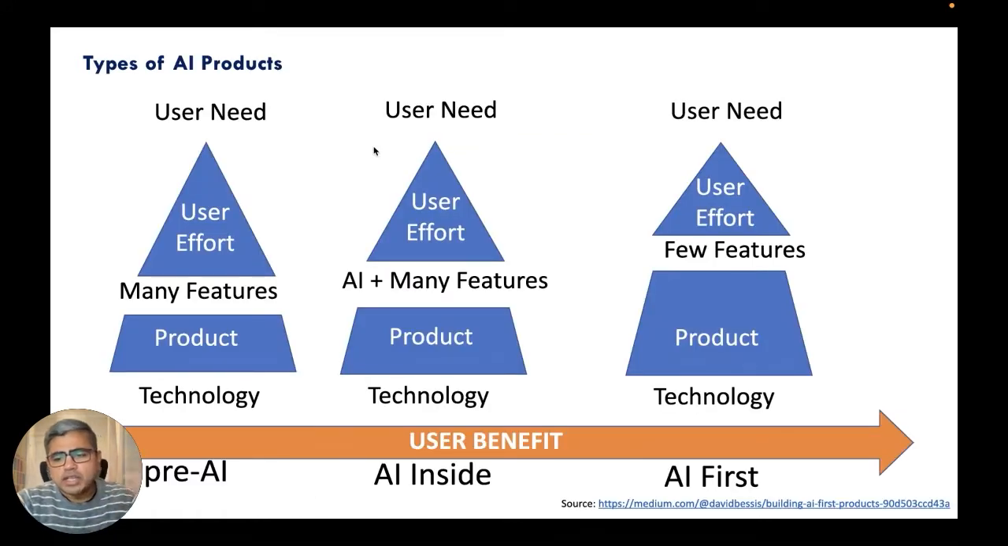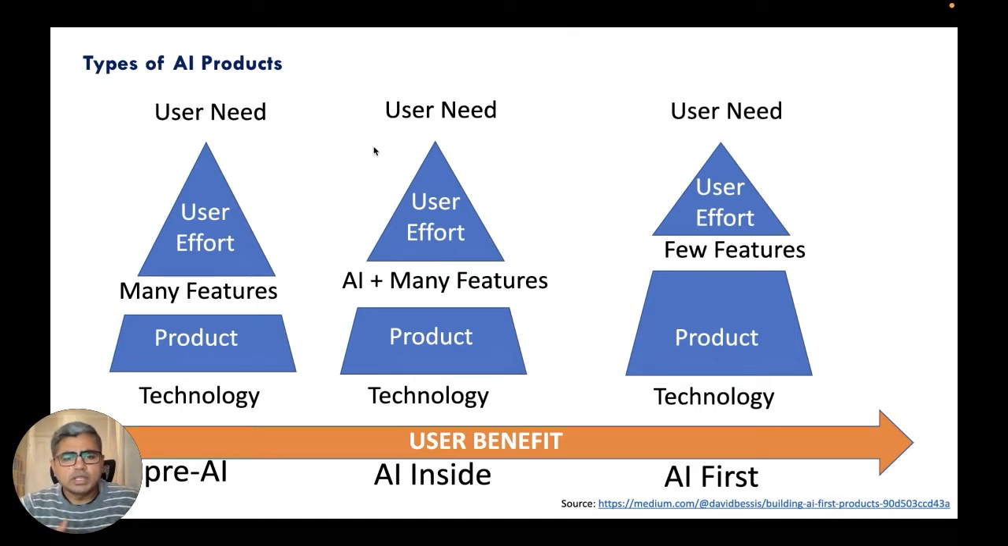And what are the kinds of AI products that exist today? I've been fortunate enough to build all of these. What's on the left is the pre-AI product, which is the most repeatable. It has the most number of clicks and buttons and features to get the work done. It still solves a user need, but there's a lot more user effort involved. Whereas for AI inside products, the product still works, but the effort required is now lesser.